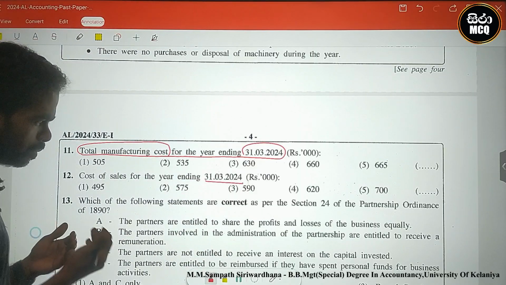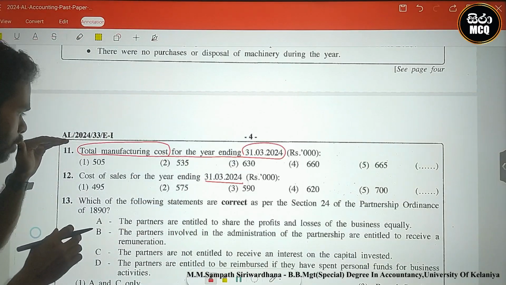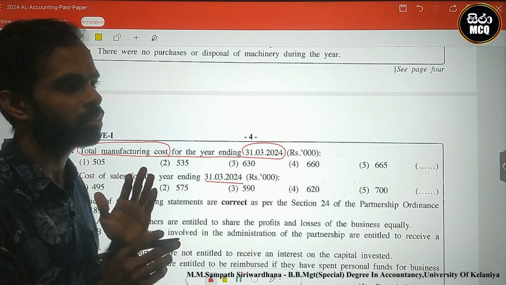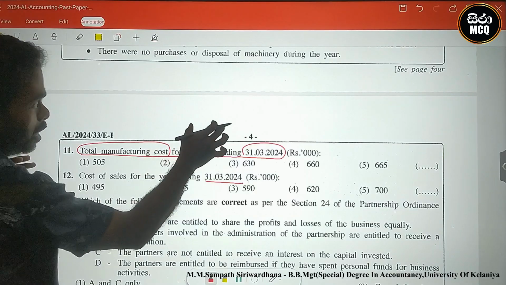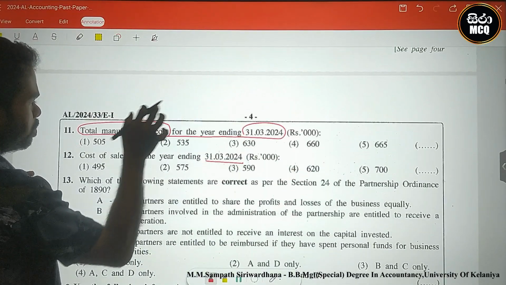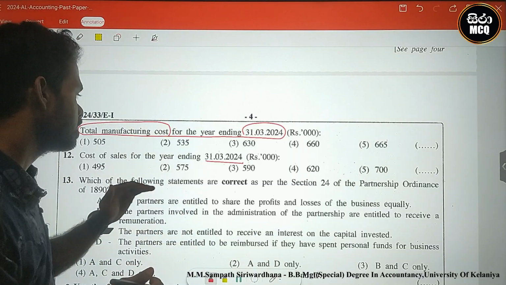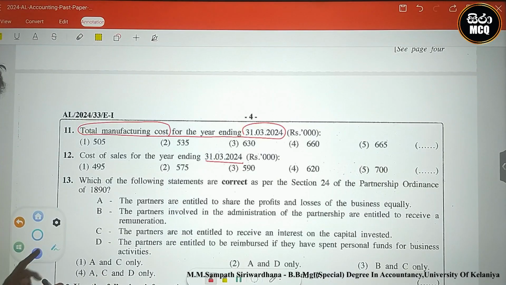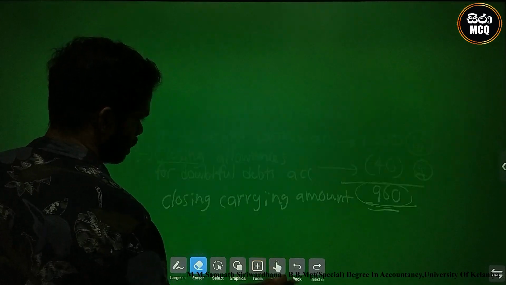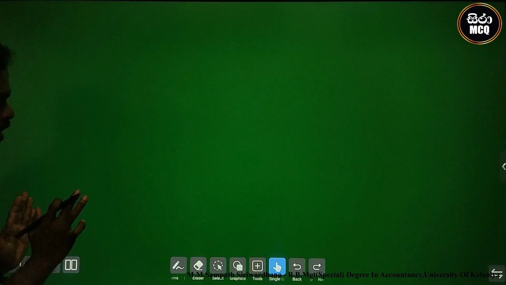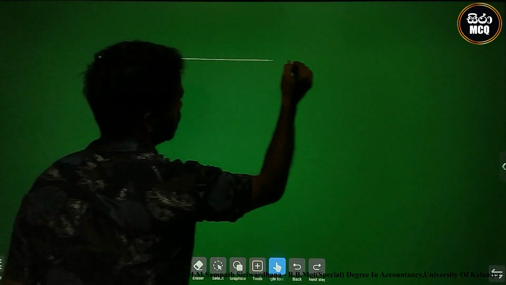For the calculation, I prepare the manufacturing account and the cost of sales, that means the income statement. I use the information for both the manufacturing cost preparation and the cost of sales calculation. At this time, look here, the manufacturing cost. Firstly we must calculate the manufacturing cost.